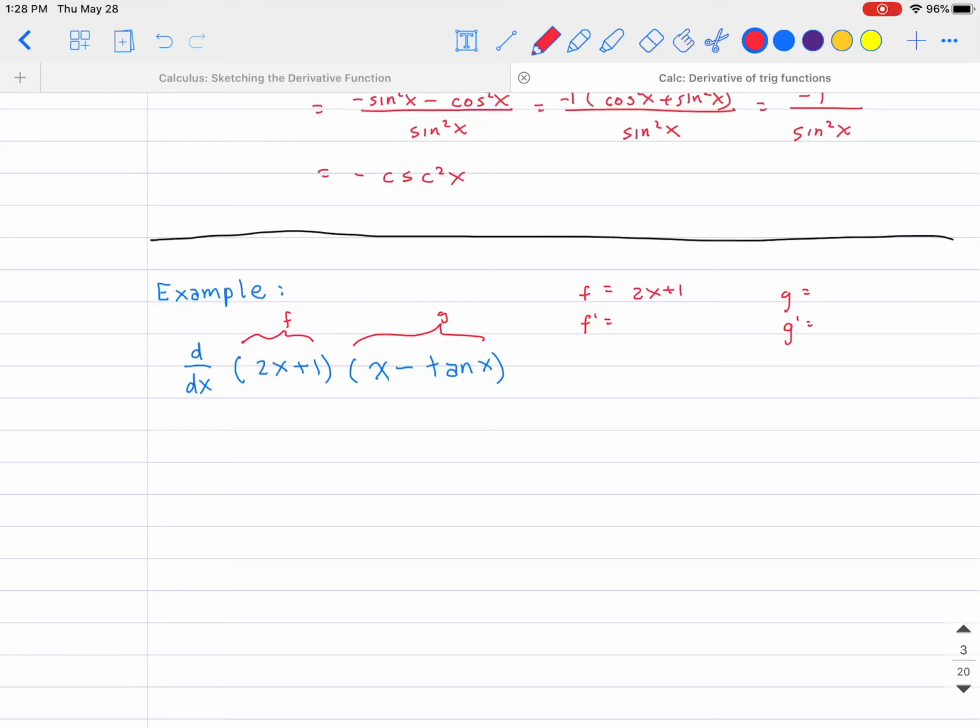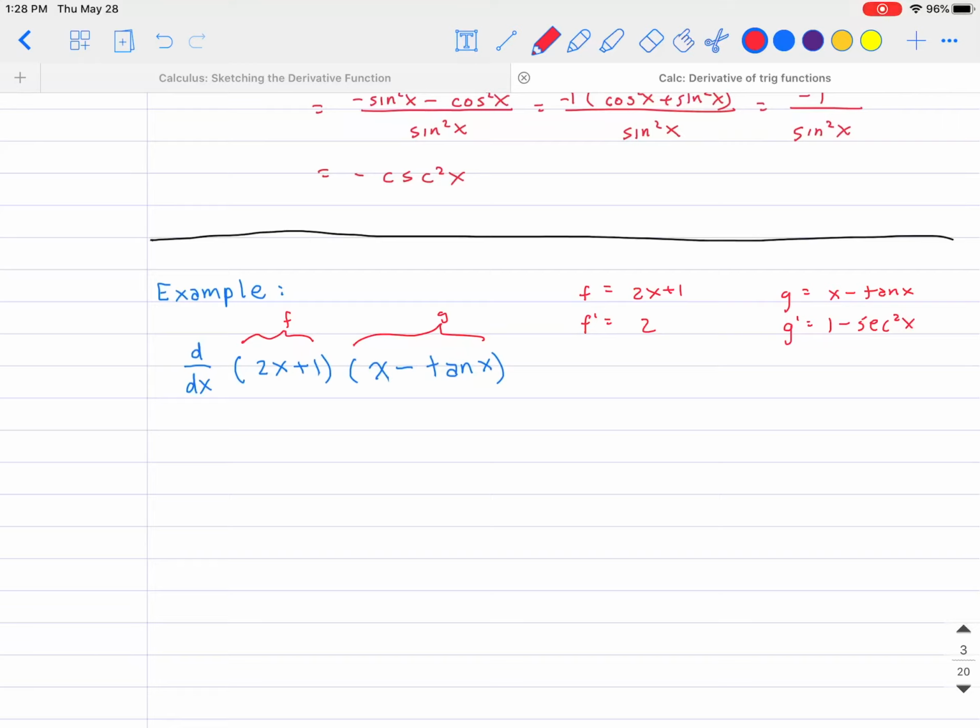So f is going to be 2x plus 1, so the derivative is just going to be 2 using the power rule. g is going to be x minus the tangent of x, so its derivative is going to be 1 minus the derivative of tangent we just derived, which is secant squared of x. The first time that you see the trig derivatives, you might want to put the list of all 6 derivatives next to you so you can go back and forth. But eventually, you're going to memorize it, and it's going to be a lot easier, okay?